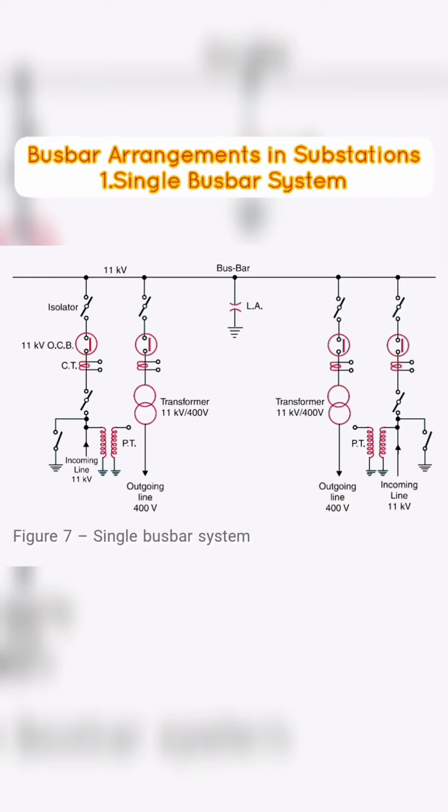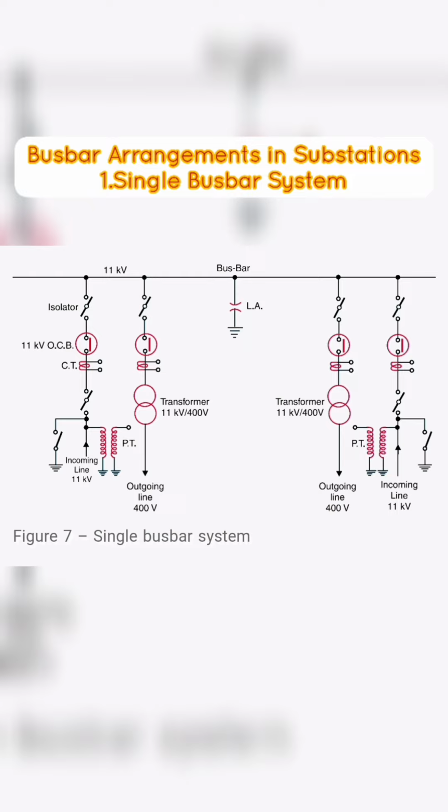Next we learn about busbar arrangements in substations. Bus bars are the important components in a substation. There are several busbar arrangements that can be used in a substation. The choice of a particular arrangement depends upon various factors such as system voltage, position of substation, degree of reliability, cost etc. The following are the important busbar arrangements used in substations.